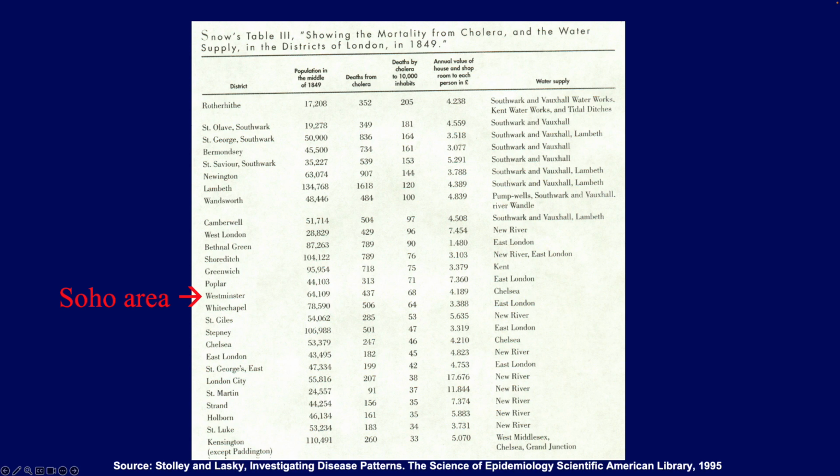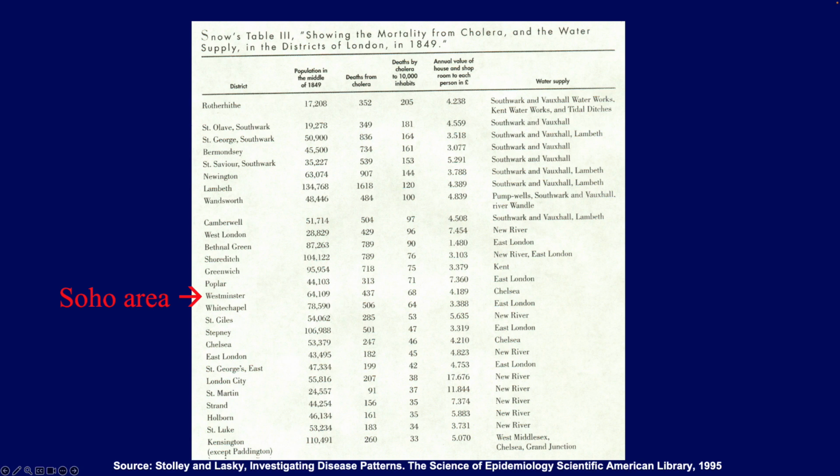For each district, using the death registration information gathered by Farr, Snow compiled deaths from cholera in 1849. He combined that with information on the number of people in the population living in each district to compute a rate of cholera deaths per 10,000 inhabitants. Finally, he noted the water companies that were supplying the water to each district.